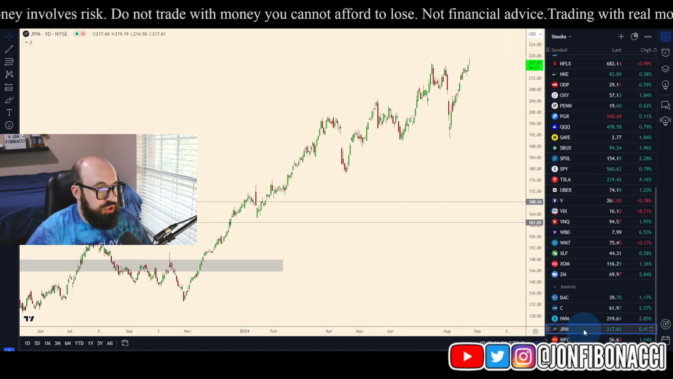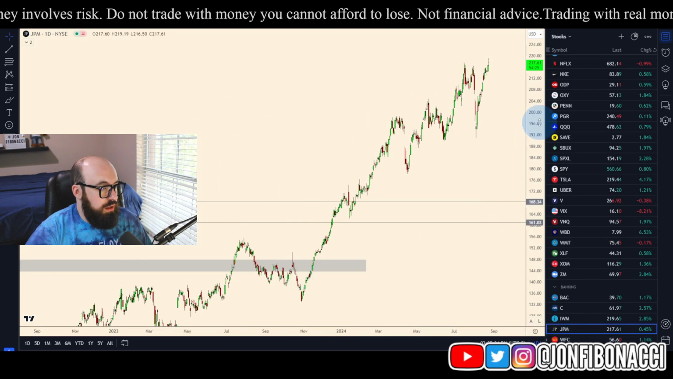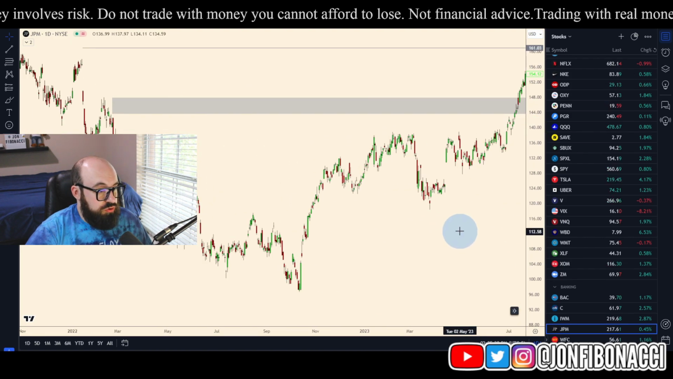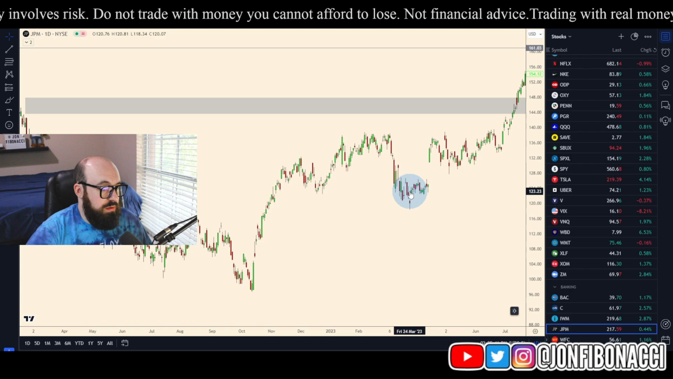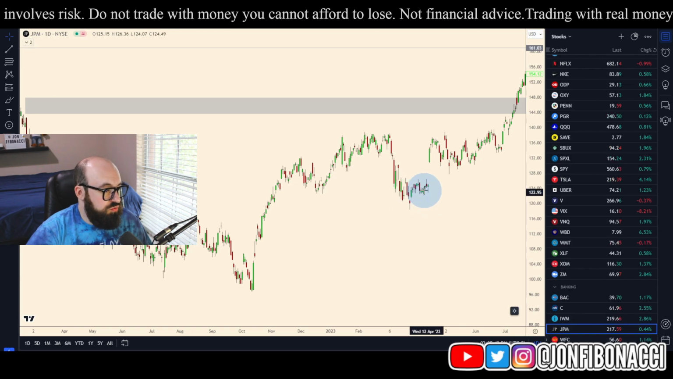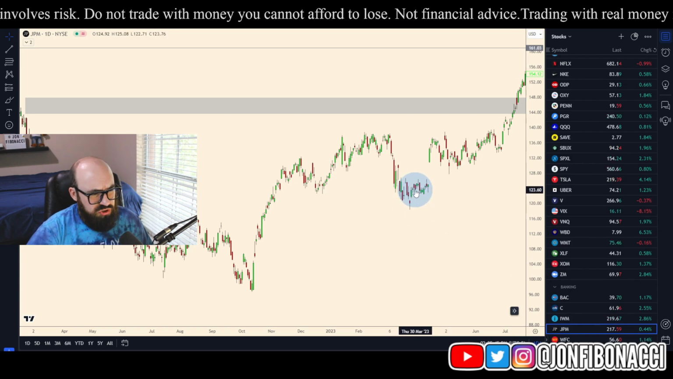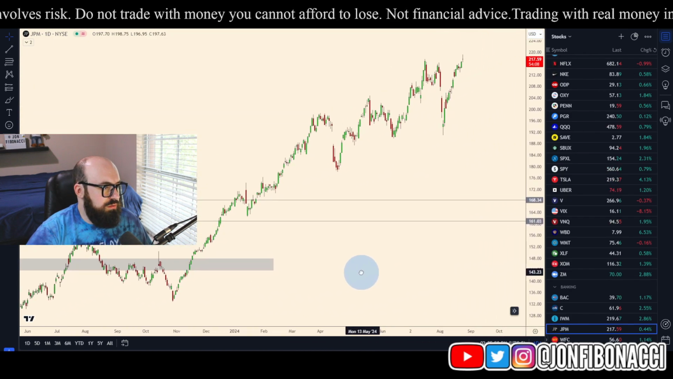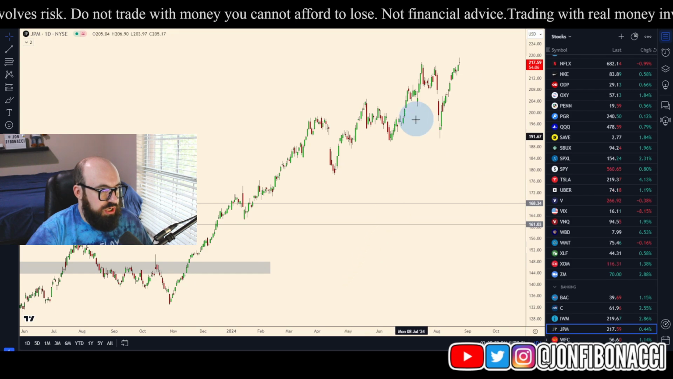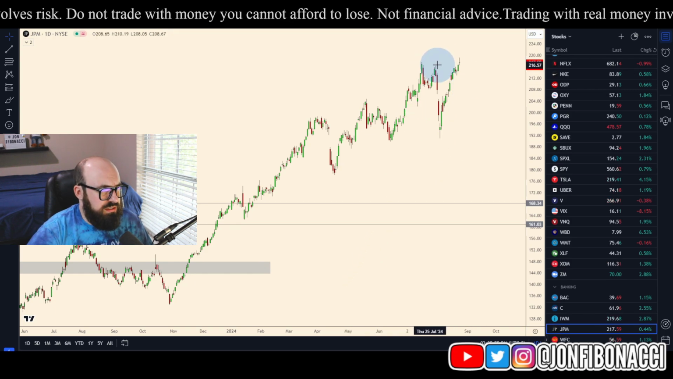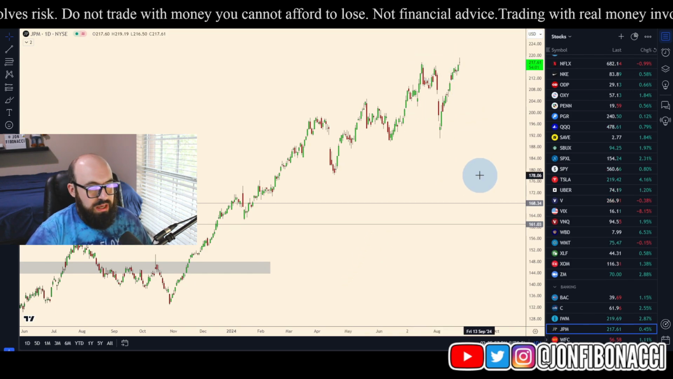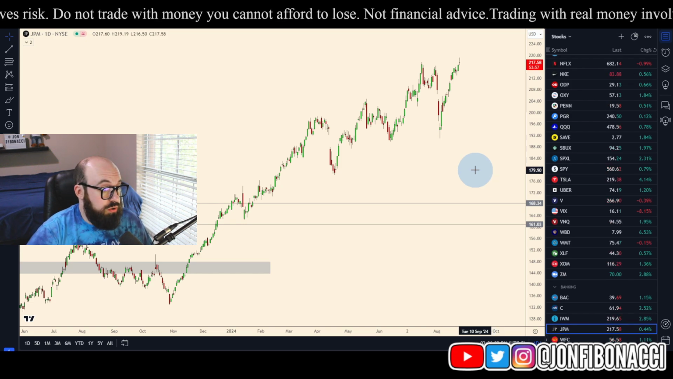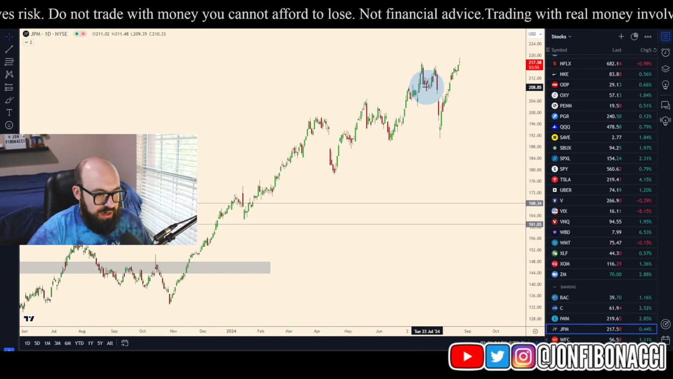JP Morgan is a pretty good example. I notified a lot of my traders, my students, about JP Morgan back in March of 2023, right in here, right around 123 a share. And we have absolutely been flying the last year and some change. Now it's at over 200. And I think it's at all-time highs or very close to it as well. So it pays to hold stocks for a really long time as long as they remain bullish, right?